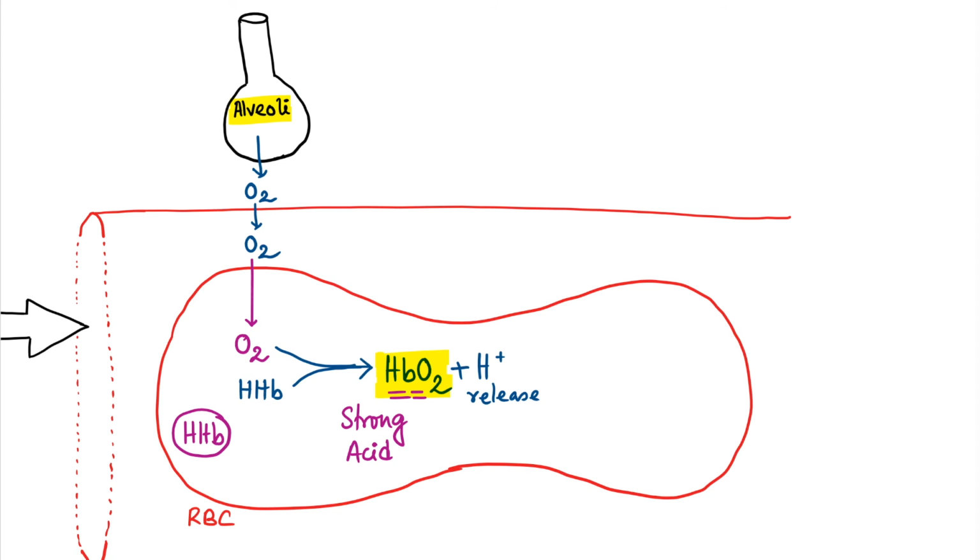Now this H plus ion will combine or react with bicarbonate ion, which leads to formation of carbonic acid again in the presence of carbonic anhydrase. So the question is, what is the source of this bicarbonate? Because we have seen in venous blood, bicarbonate was diffusing out of the RBC, and this diffusion was due to the presence of a chloride bicarbonate antiporter.